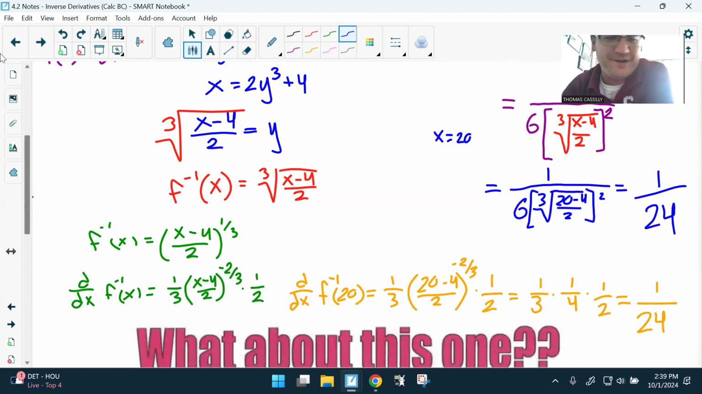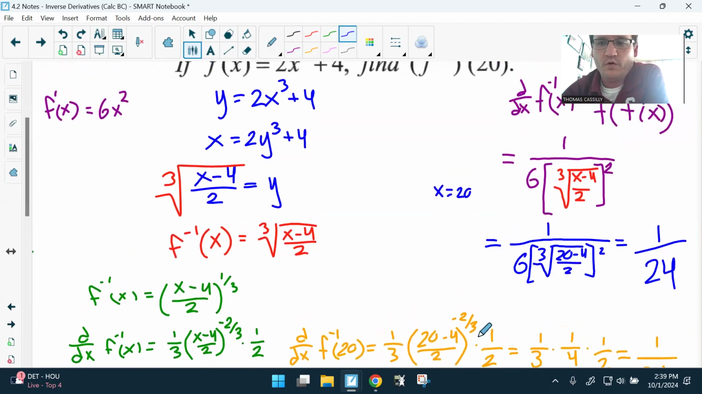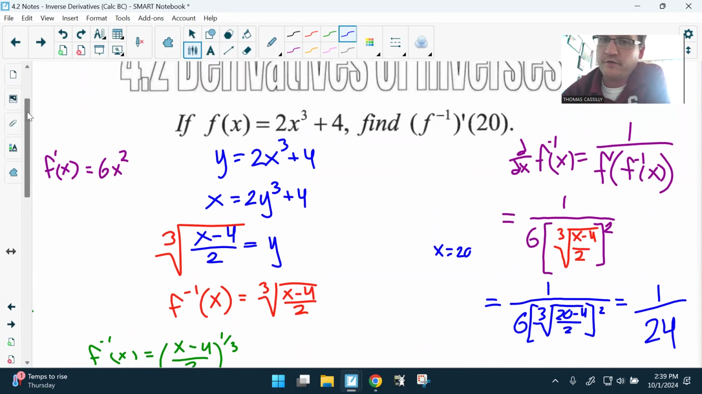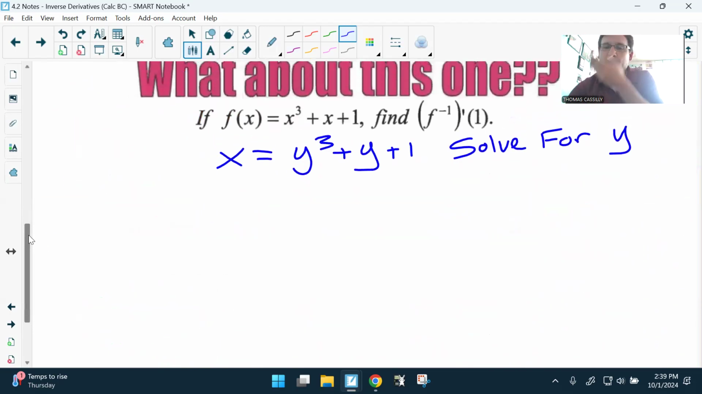So there you go. There are 2 ways to do that. So we can find the inverse, take the derivative and plug it in. Or we can use this kind of formula that we've established. Now, is one easier than the other? In this case, not necessarily. I kind of like the first way more. However, it doesn't always work because if we look at this guy, f of x equals x cubed plus x plus 1.